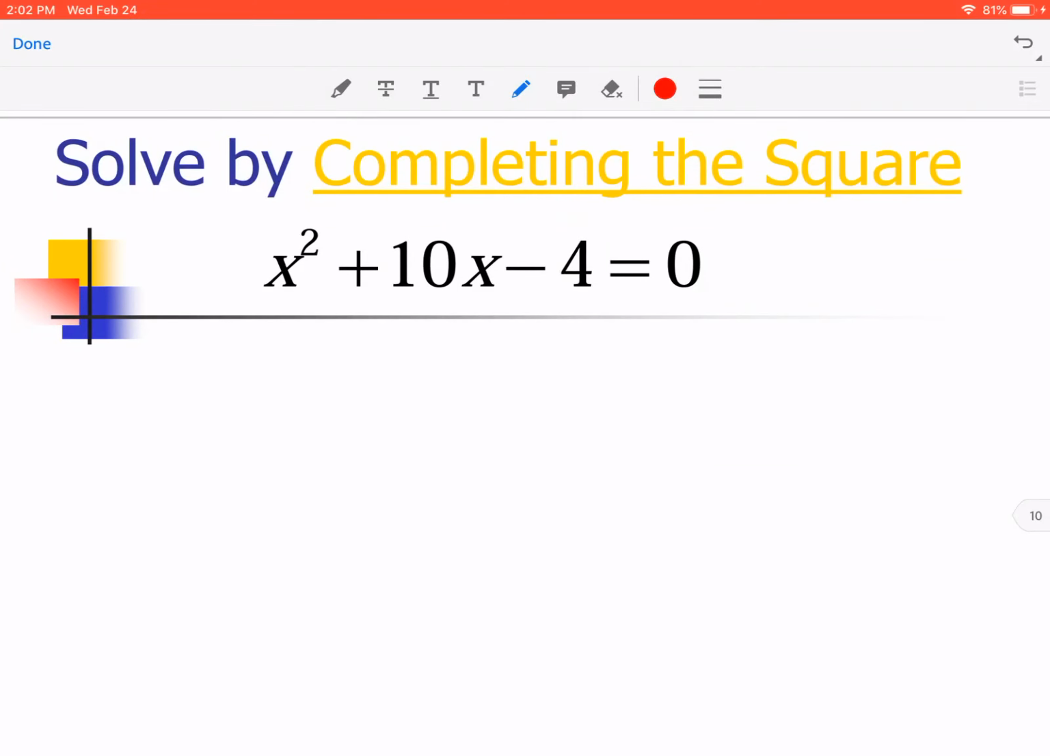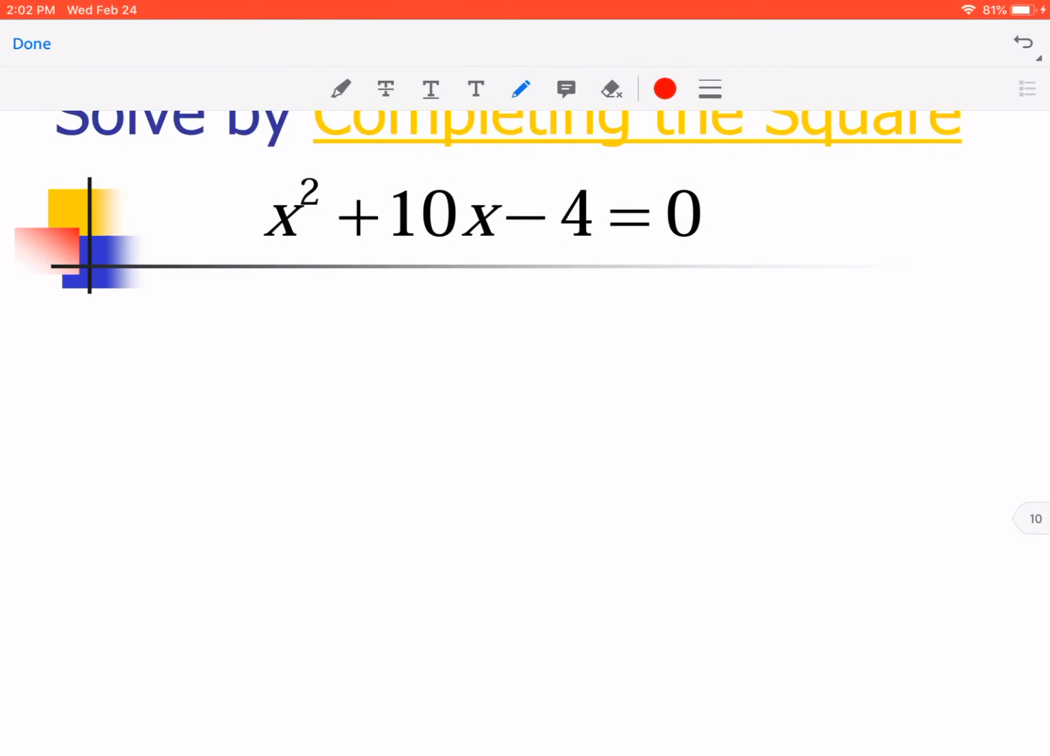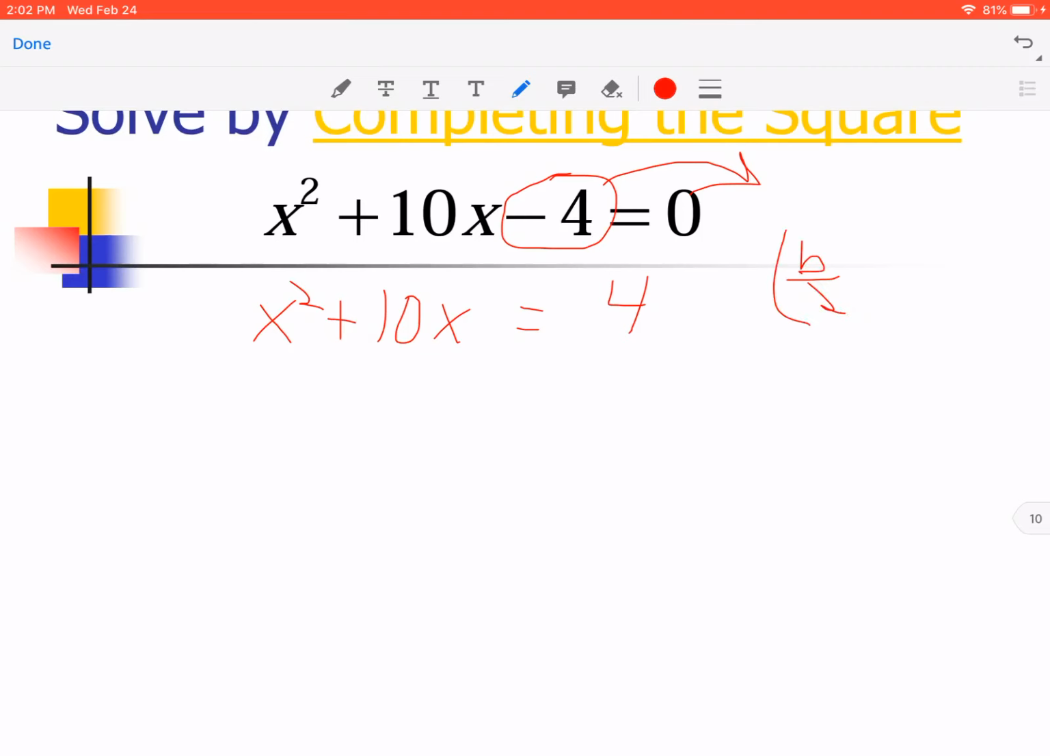All right, next one, same thing. Looks like most of these you got to get C to the other side. I know we're not used to that, but that's how completing the square goes, because you can't build a perfect square on the left till you get rid of C. So if you bring it to the other side, it's plus 4. All right, I'm going to take b divided by 2 and square it and add that to both sides.